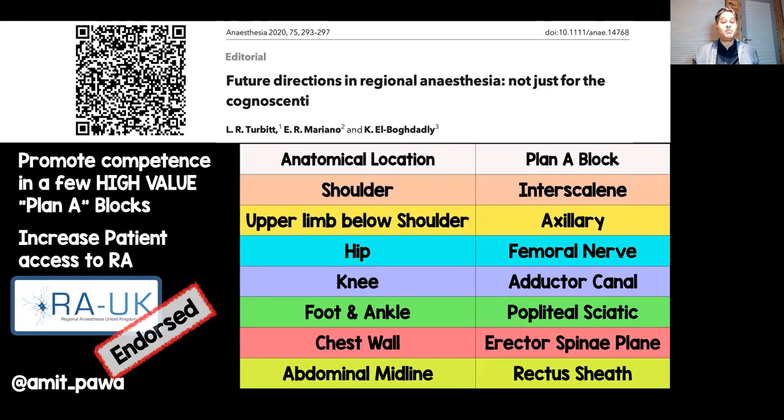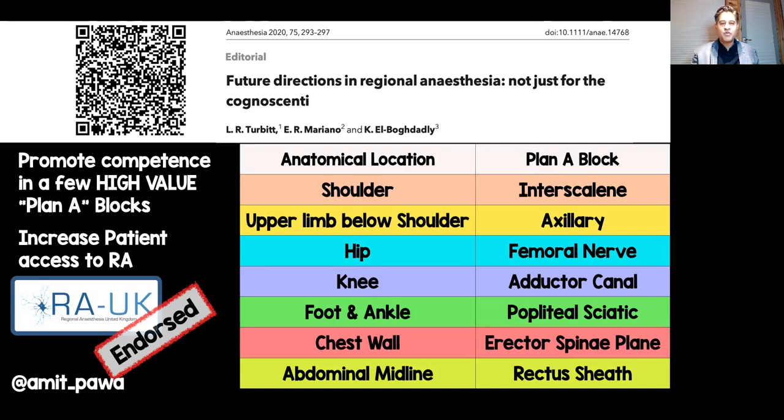So we have split that down into different anatomical locations as proposed by the editorial, and we've picked a block to be the Plan A block for each of those. So for the shoulder region, interscalene; for upper limb below the shoulder, axillary; femoral nerve for hip; adductor canal for knee; popliteal sciatic for foot and ankle. Very contentiously, we picked erector spinae plane for chest wall and the rectus sheath for abdominal midline.